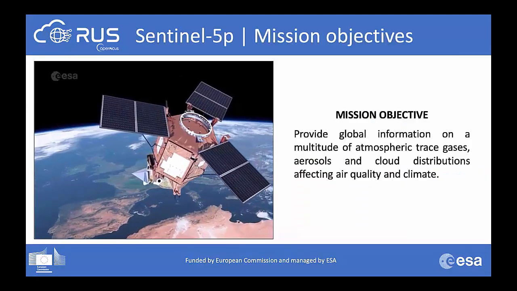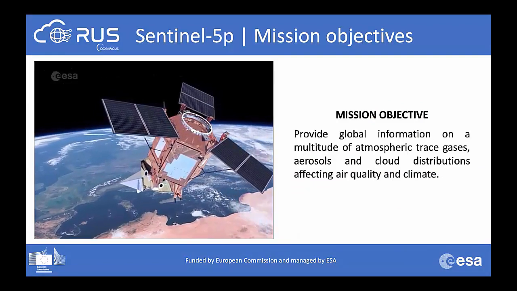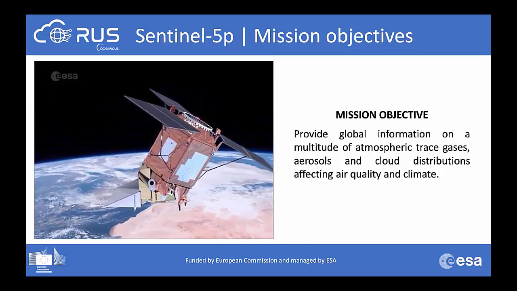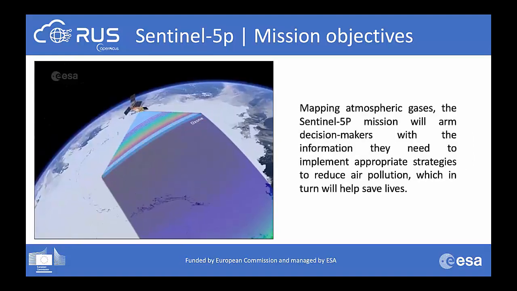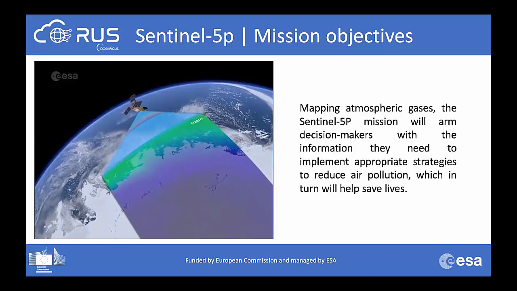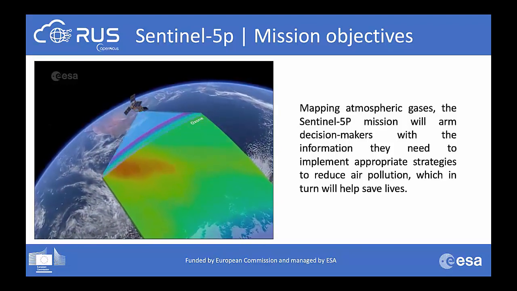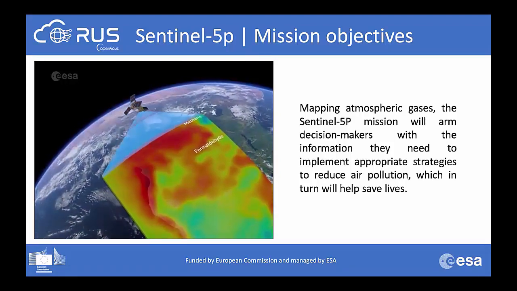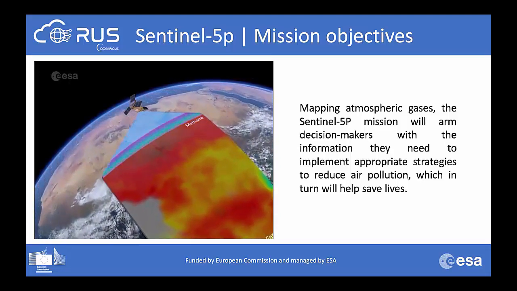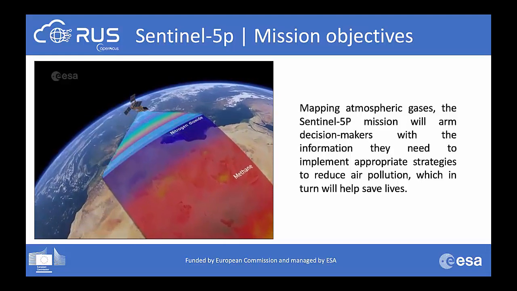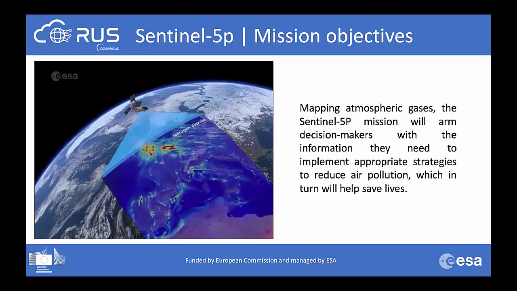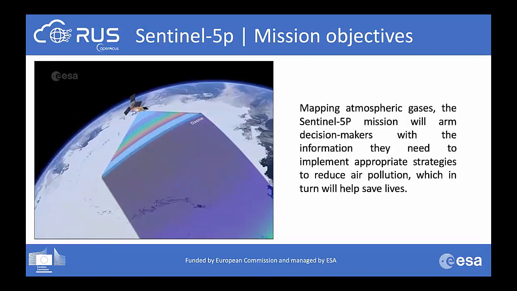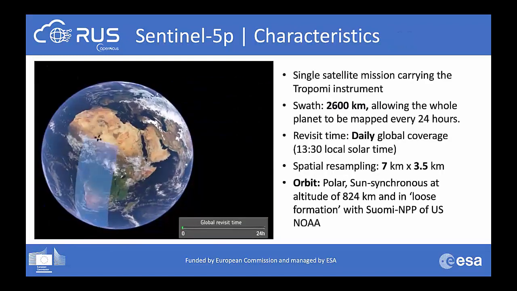Sentinel-5 Precursor, or Sentinel-5p, is the first Copernicus mission dedicated to monitoring our atmosphere. The satellite maps a multitude of air pollutants around the globe. Launched in October 2017, Sentinel-5p reached its routine operation phase in early 2019. It aims to fill the data gap and provide data continuity between the retirement of the Envisat satellite, the NASA Aura mission, and the launch of the upcoming Sentinel-5 satellite. The satellite carries the state-of-the-art Tropomi instrument to map a multitude of trace gases that we will have a look at later.